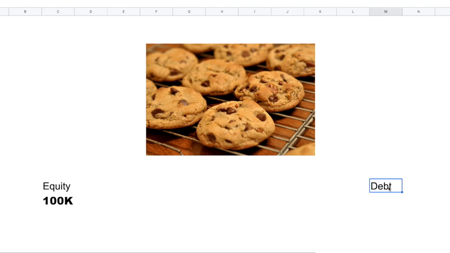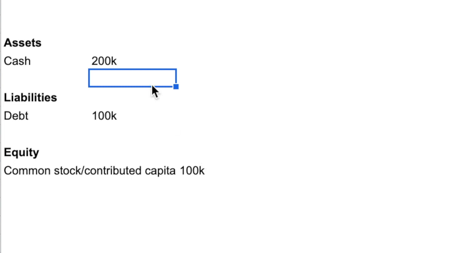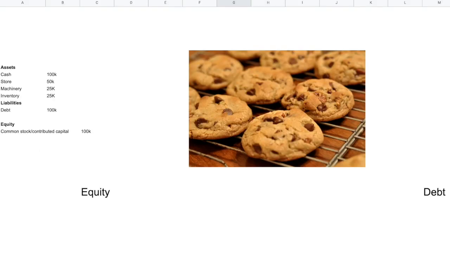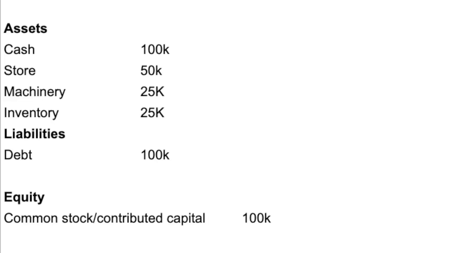You think you'll need $200,000. So you take another $100,000 of debt. If you were to do this, your balance sheet would look something like this. You'd have around $200,000 in cash, you'd have $100,000 of debt, and your equity statement would be $100,000 for the amount of capital that you contributed. Now that your business is funded, you want to use this money to buy assets to be able to actually make and sell cookies. You decide to open up your own store for $50,000 and buy machinery and ingredients for your cookies for $25,000 each, converting your cash into assets.